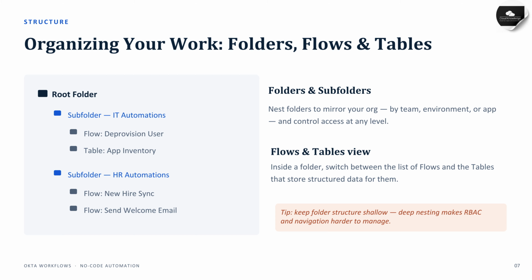Inside any folder, you switch between the flows view and the tables view, flows being things like deprovision user, or new hire sync, and tables being structured data stores like app inventory. One practical tip straight from Okta here: keep your folder structure shallow. Deep nesting makes role-based access control and navigation genuinely harder to manage. Don't over-engineer your folder tree.